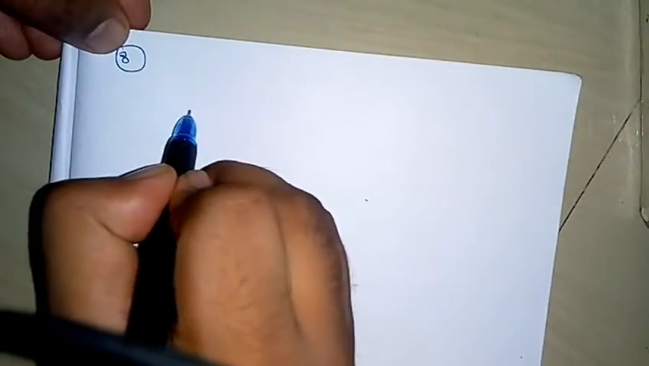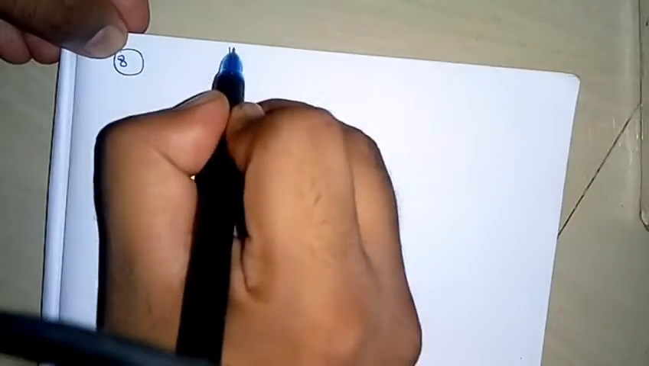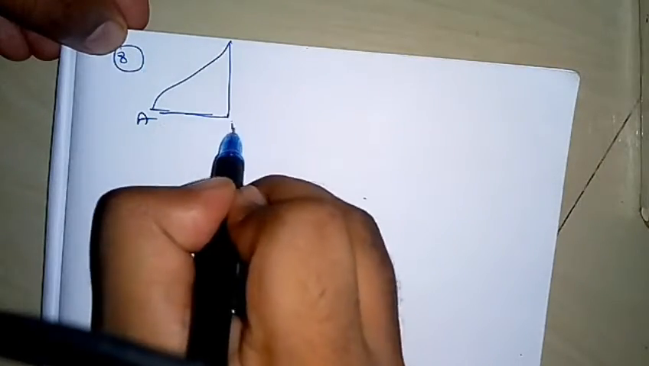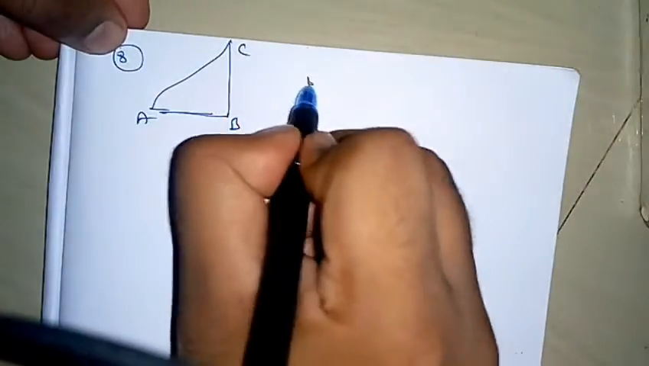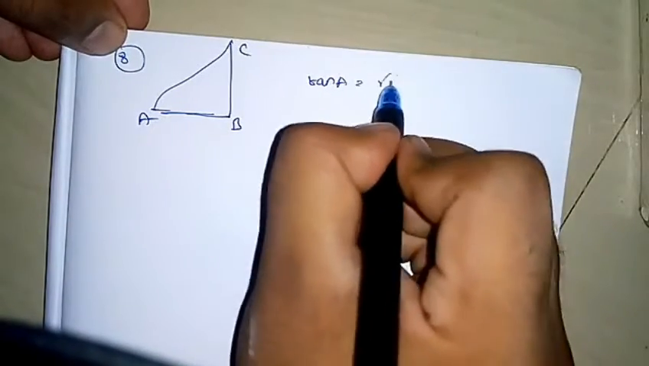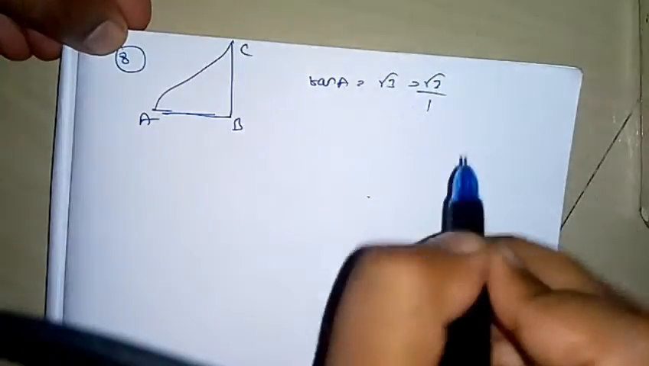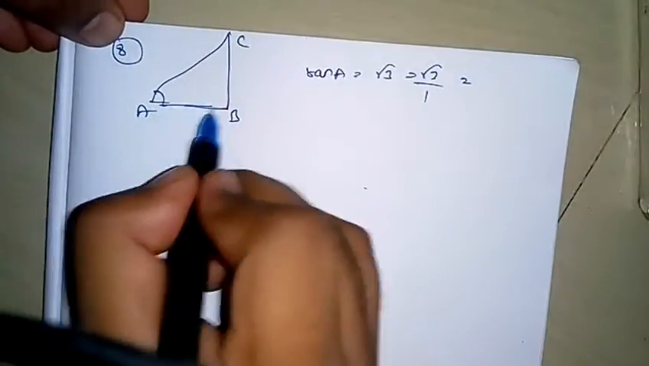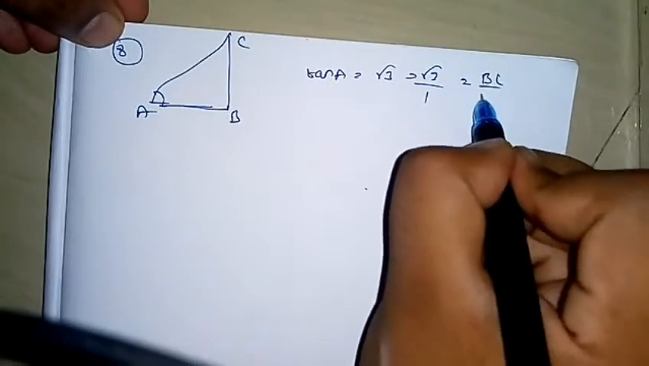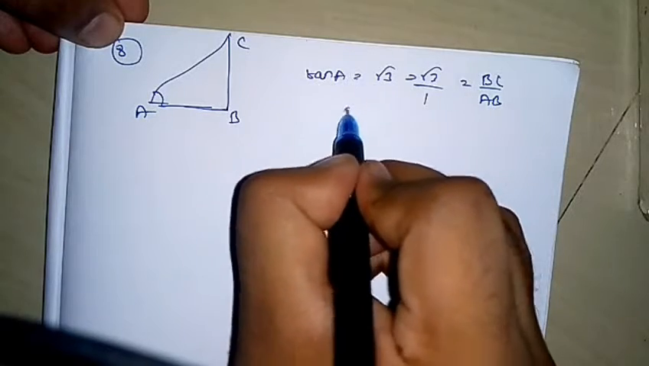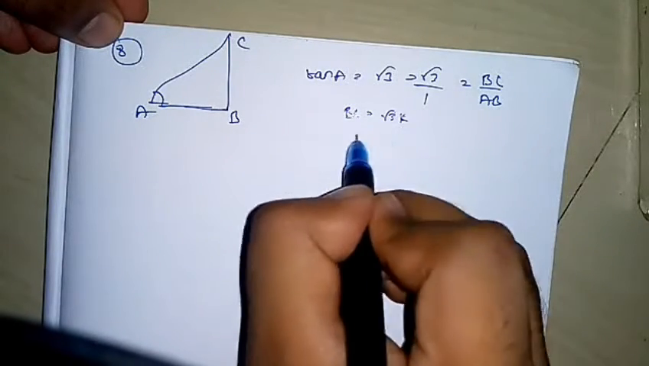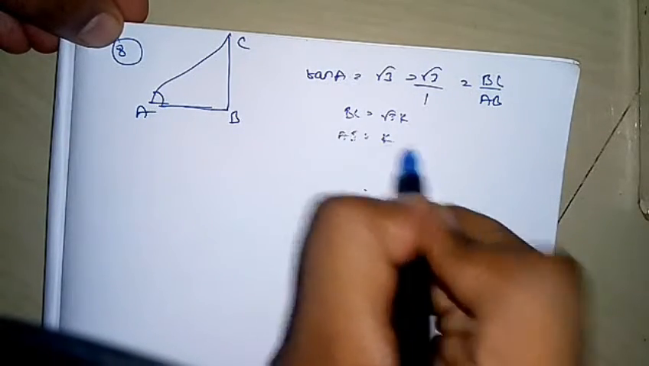Eighth question. In a right angle triangle ABC, right angle at B, tan A is equal to root 3. So you are given right triangle ABC, tan A is equal to root 3, or you can write it as root 3 by 1, which will be equal to opposite side BC by AB. So BC is equal to root 3k and AB will be equal to k.